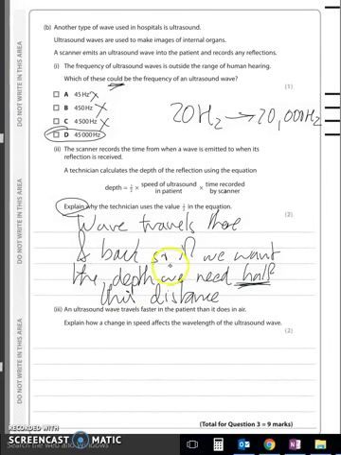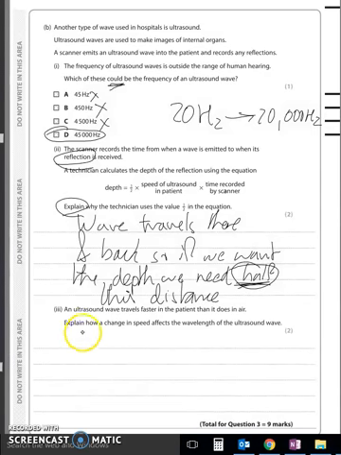So I've got wave travels there and back, so I'm showing them I know it's going there and back because of that reflection. And then we want half that depth. If we want the depth, we need half this distance. So looking for that word half. An ultrasound wave travels faster in the patient than it does in air. Explain how a change in speed affects the wavelength of the ultrasound wave.